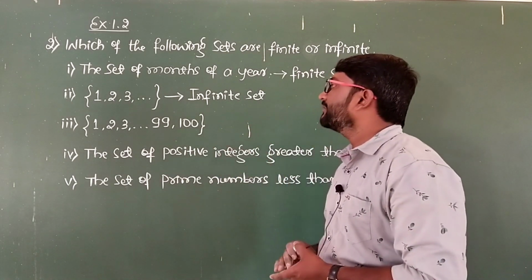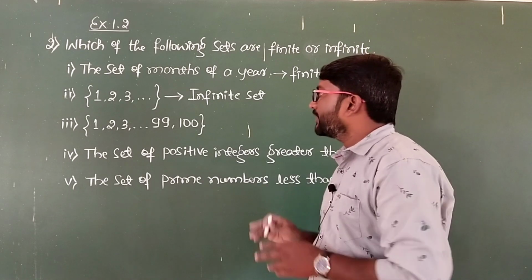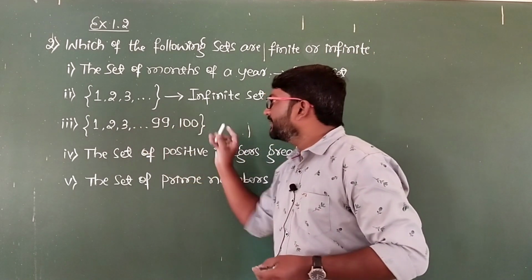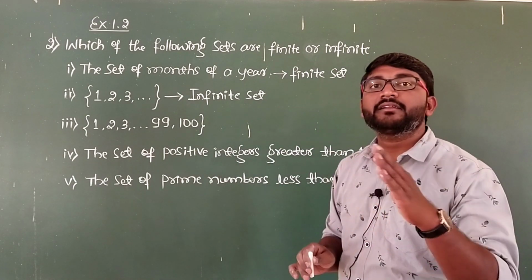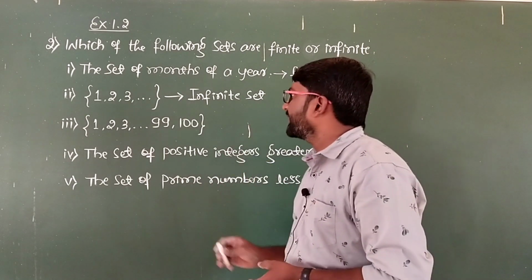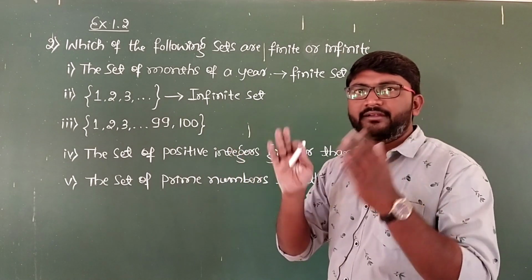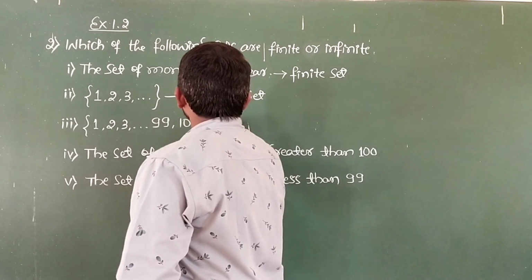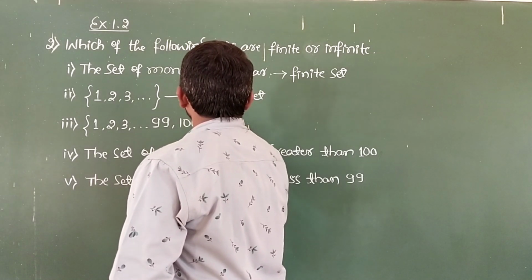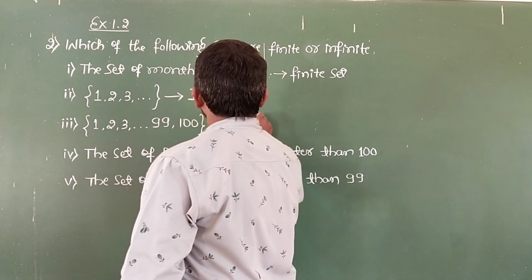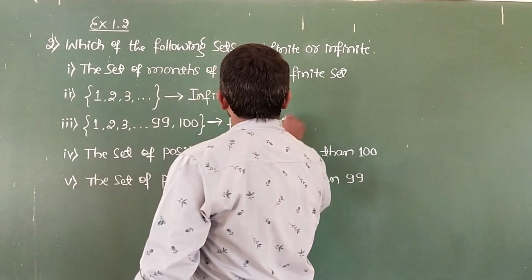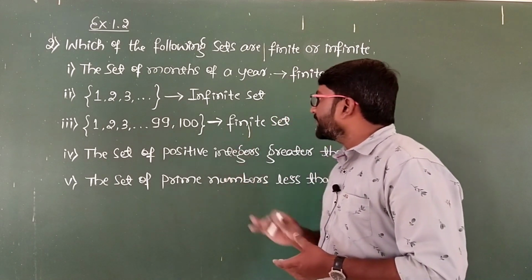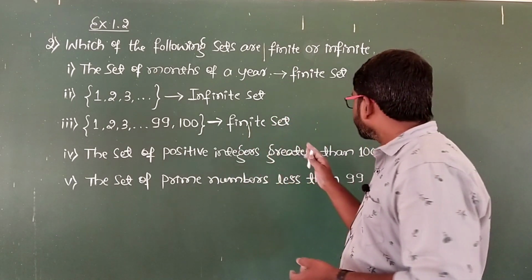Now take up the next one: 1, 2, 3, and so on up to 99, 100. So what is this set? A set of the first 100 natural numbers. So it is finite, it is countable. Overall there are 100 elements. That is why it is a finite set. So this is said to be a finite set.